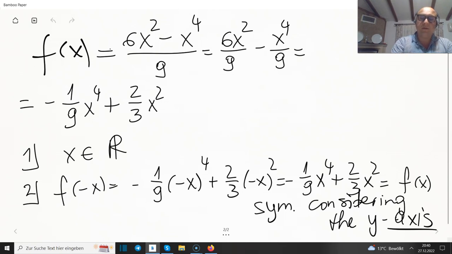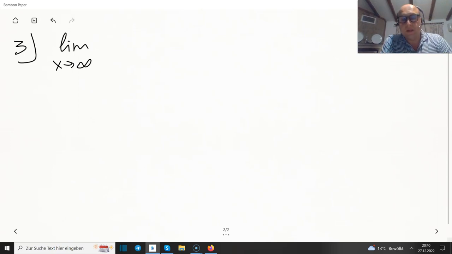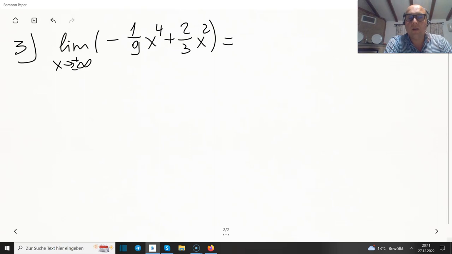Next point, number 3. What's happening if, well, we're considering the limit x towards infinity. Now you see, because of the symmetry considering the y-axis, we don't care about plus or minus infinity. So in both cases, it's the same outcome. We are looking at minus 1 divided by 9, x to the power of 4 plus 2/3 x squared. We're looking at the highest power, which is 4, and we have minus a ninth in front of x to the power of 4, so this is minus infinity. Very simple in both cases.